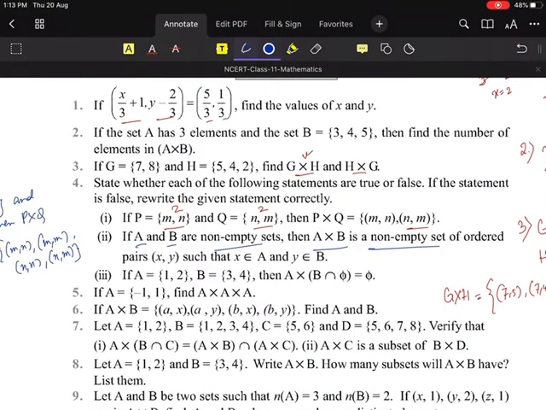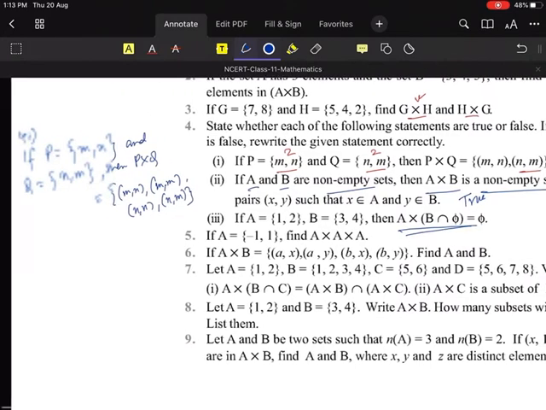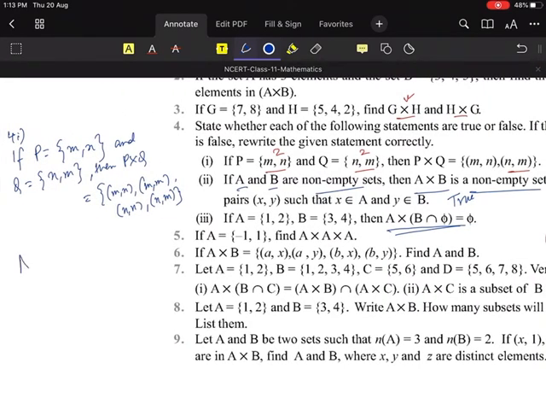So that's what it says. So this is basically the definition of Cartesian product. So this is true and this one was false. Now look at this third one. The third one says what? If A is equal to {1, 2} and B is equal to {3, 4}, then A cross (B intersection null set) is equal to null set. So this one we have to prove. First let's simplify this thing.